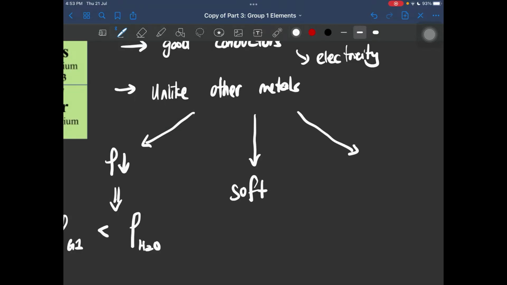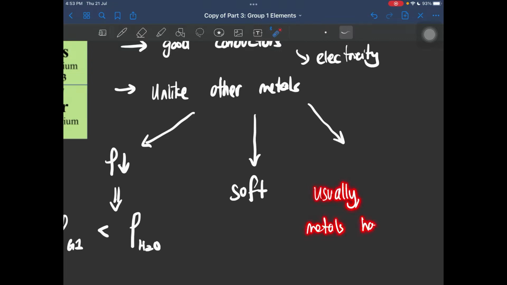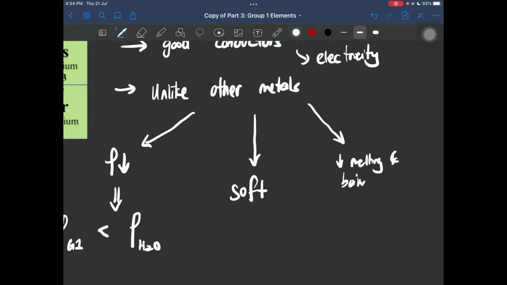And thirdly, we know that usually metals have high melting and boiling points, right? However, group 1 elements have a low melting and boiling point. But this is with respect to other metals, okay, with respect to other metals.